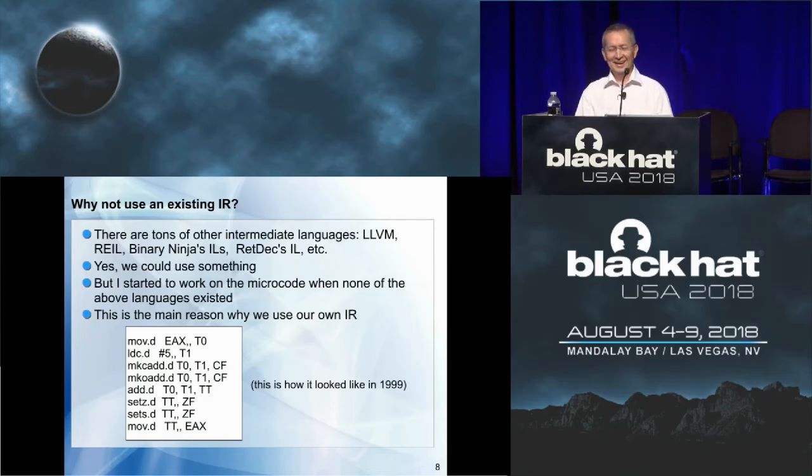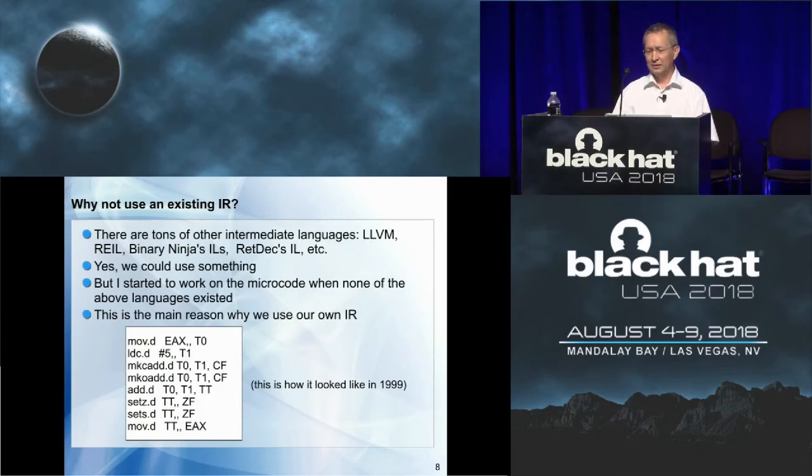Well, I cannot reply this answer. Maybe it would be possible to use an existing one, but for us, the reason was that I started to work on the microcode and the decompiler really long ago. It was in the 90s. I don't even remember the exact date when I decided to create microcode. And that's the main reason why Hex-Rays Decompiler has its own intermediate language.